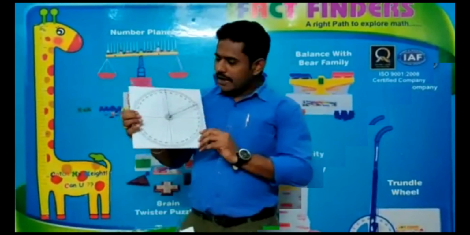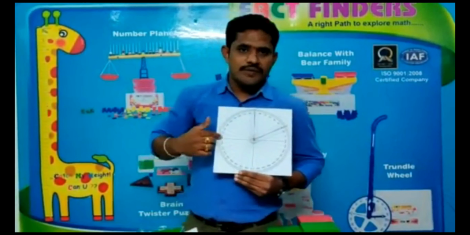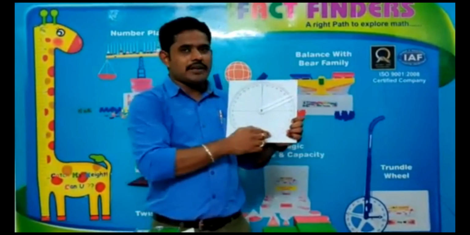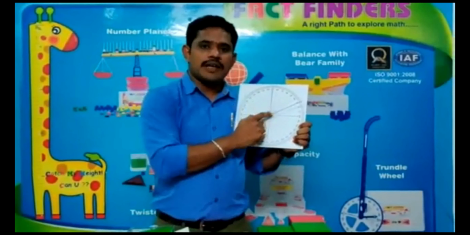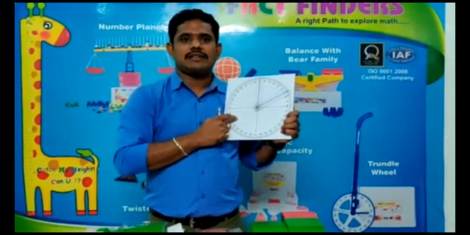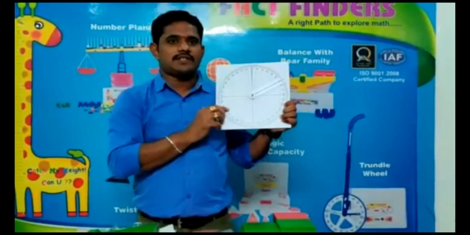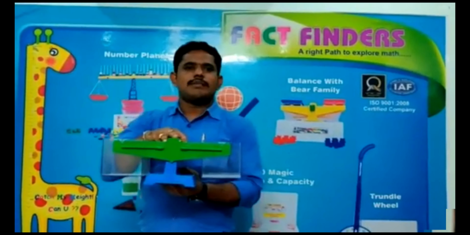Here again I have a full protractor, which has 360 degrees. With the help of this 360 degree protractor, you can show them acute angles, obtuse angles, as well as the straight angle, reflex angles and complete angles. All these angle concepts we can show them with the help of this complete protractor. So this is the balance cluster.